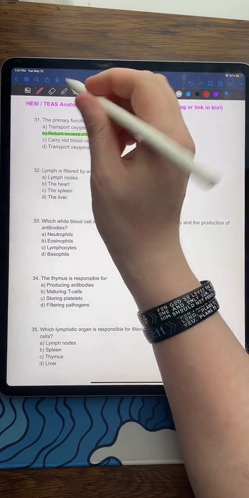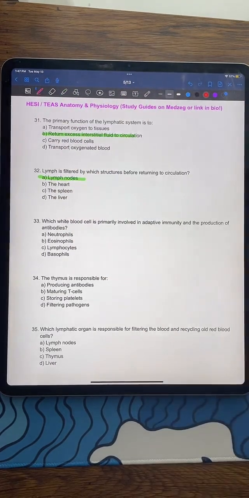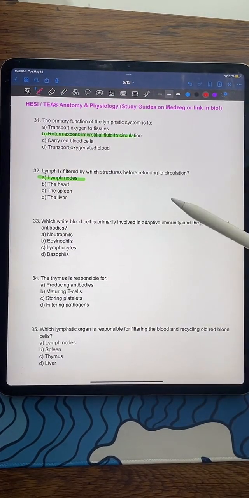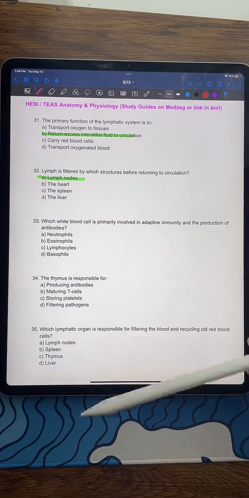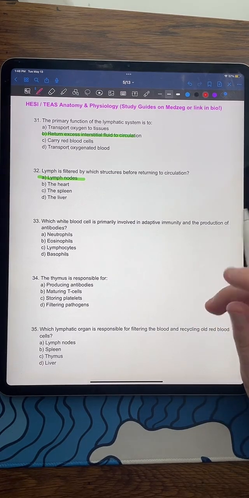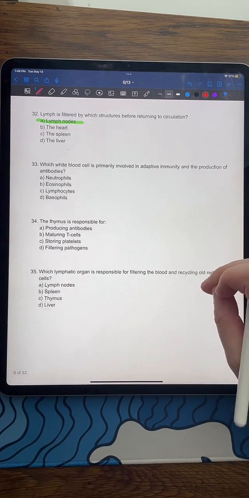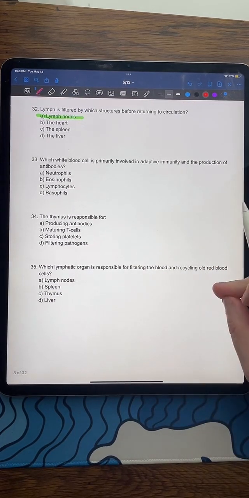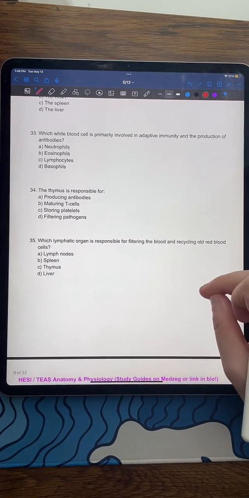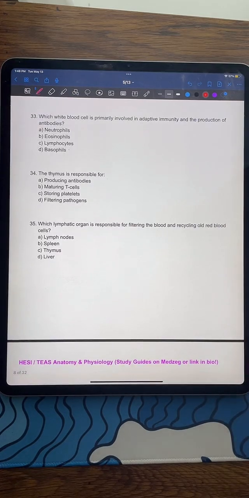The answer is A, it is lymph nodes. Lymph nodes filter lymph. What it filters out are pathogens and cellular debris, basically before the fluid is returned to circulation. Number 33, which white blood cell is primarily involved in adaptive immunity and the production of antibodies?